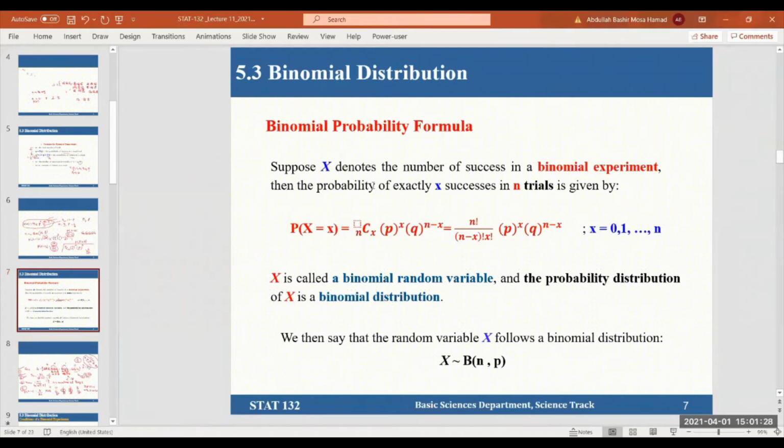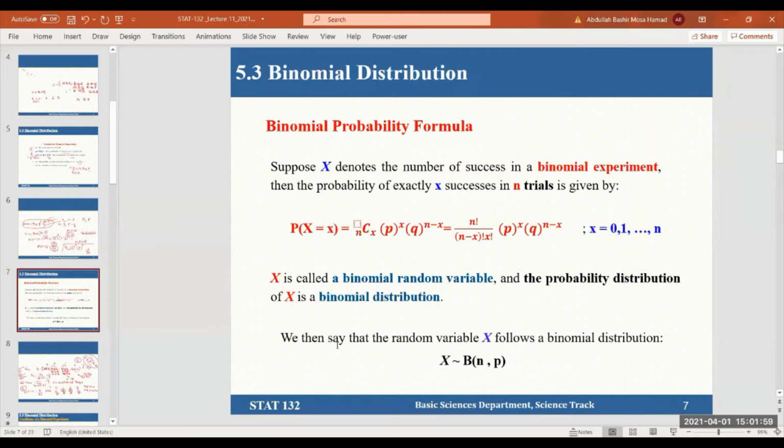Okay, now this binomial, we already discussed this binomial formula: nCx, p power x, q power n minus x. How to find q? q is 1 minus p. Leave this, I think it's complicated. Just use this, and this can be done by calculator, nCx. So we have two parameters. We should know n and we should know p.